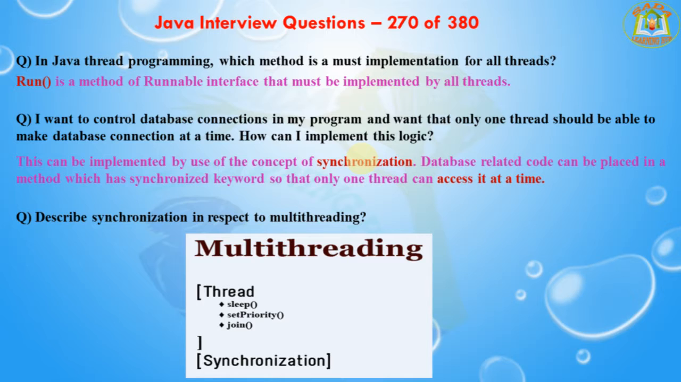The next question is, describe synchronization with respect to multi-threading. With respect to multi-threading, synchronization is the capability to control the access of multiple threads to shared resources. Without synchronization, it is possible for one thread to modify a shared variable while another thread is in the process of using or updating the same shared variable. This usually leads to significant errors.